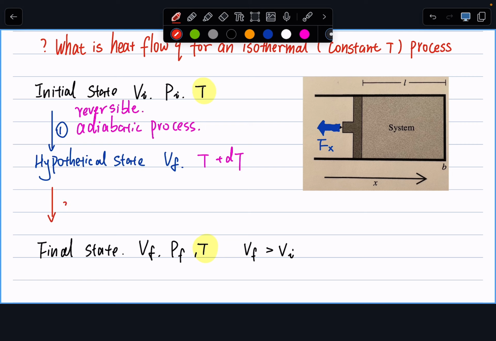And then my second step will be from my hypothetical state to my final state. In this process, we're keeping our volume fixed, and my temperature goes back to the set temperature that we have.